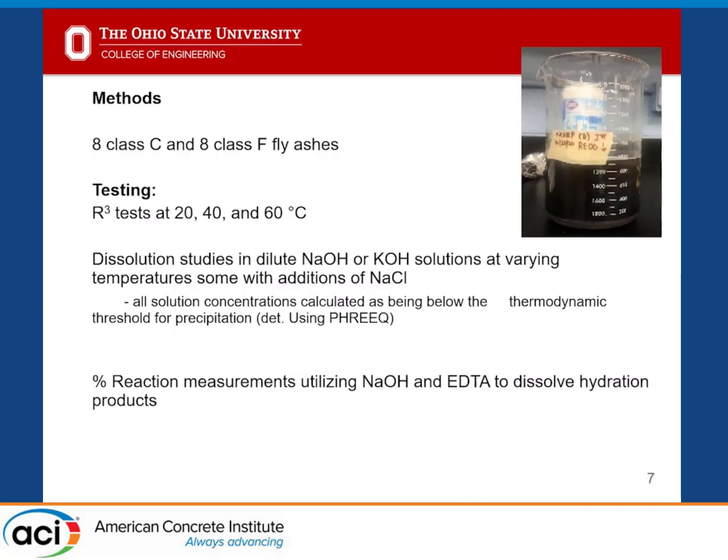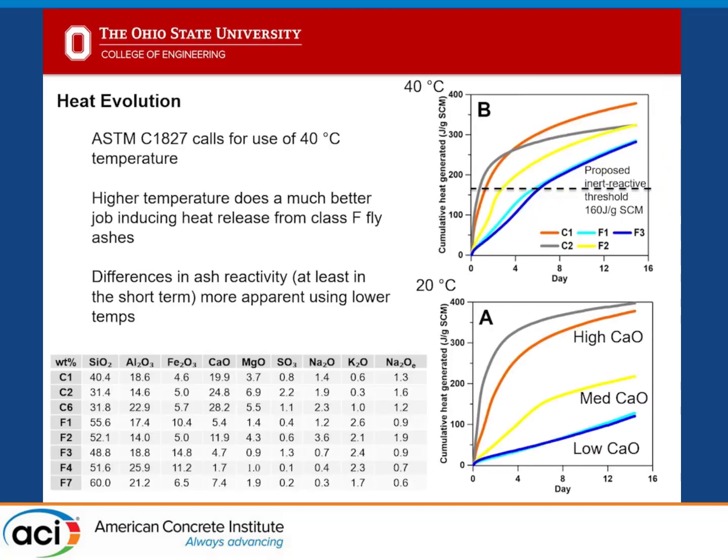So in our study, we looked at 8 Class C and 8 Class F fly ashes. We tested them using the R3 method at a varying temperature spread. We also performed dissolution studies also at multiple different temperatures and in different types of alkaline solutions, sodium hydroxide and potassium hydroxide, similar to what Farshad was showing with the pore solution extraction. And then we also assessed the percent reaction of fly ash in the R3 paste using a selective dissolution technique utilizing sodium hydroxide and EDTA.